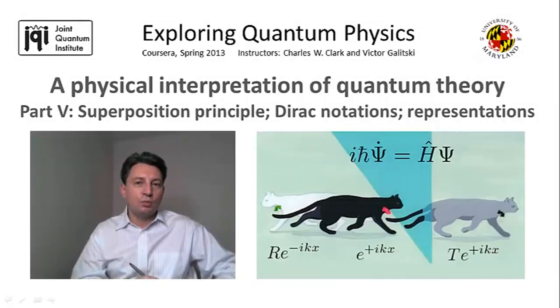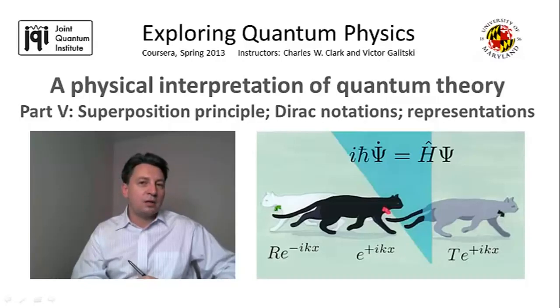So now we'll continue putting together the basic foundational principles of quantum mechanics, and I'm also going to introduce the so-called Dirac notations, which are mathematical symbols Dirac introduced back in the early days, and these symbols turned out to be very convenient in doing calculations in quantum mechanics.